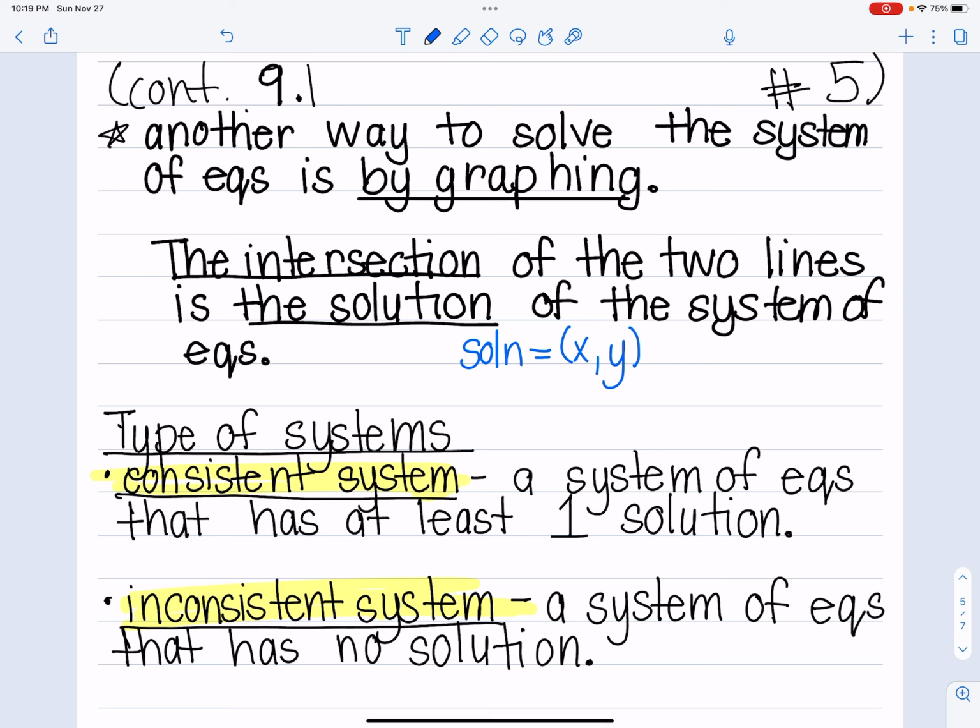But once again, your problem should not ask you to graph. It should either ask you to solve by substitution or the elimination method. I already checked the homework and it did say substitution or elimination method.